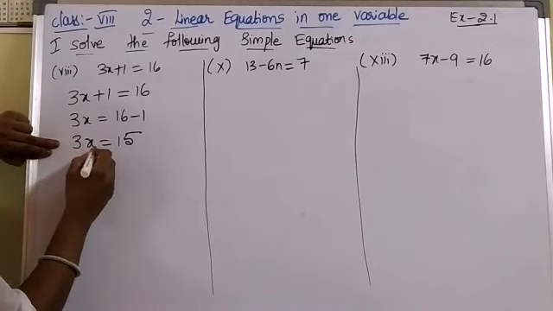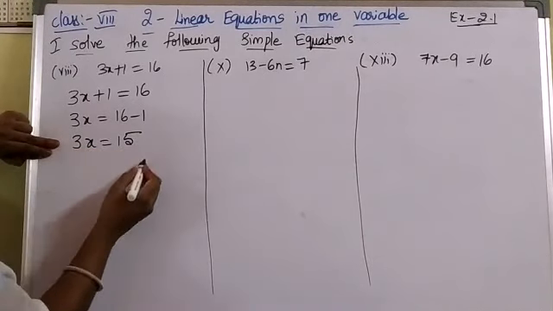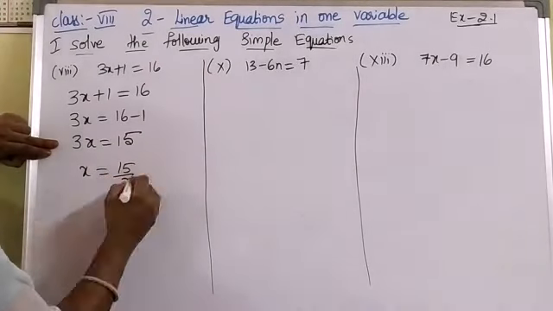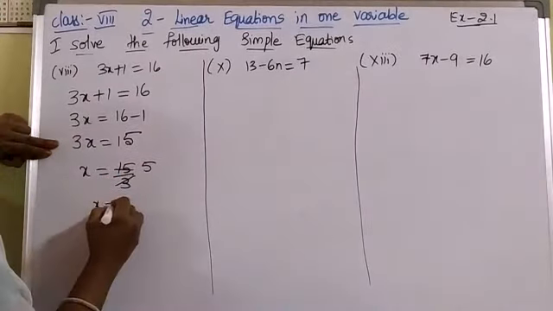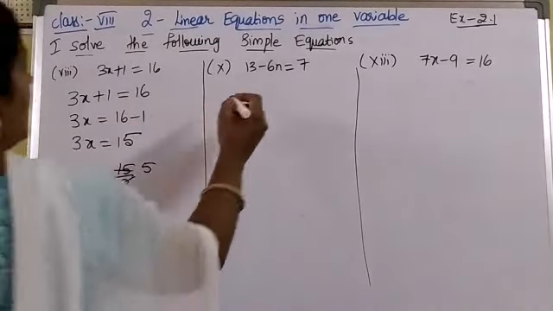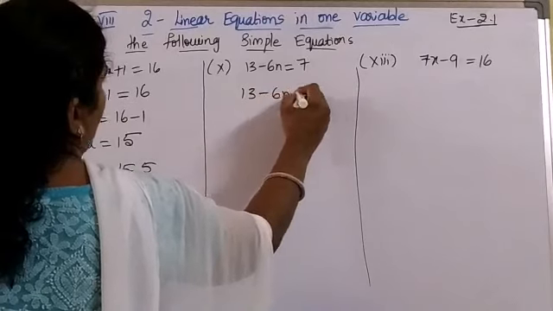Now I have to remove this 3. So 3 into x, when it transposes to the other side it will become division. So x equal to 15 by 3. 3 5s are 15. So what is the x value, children? 5.